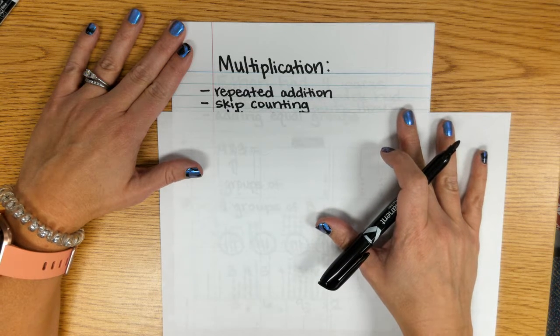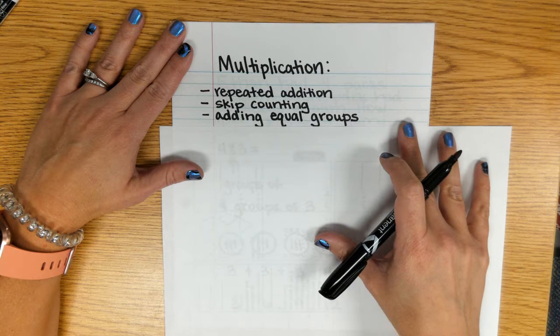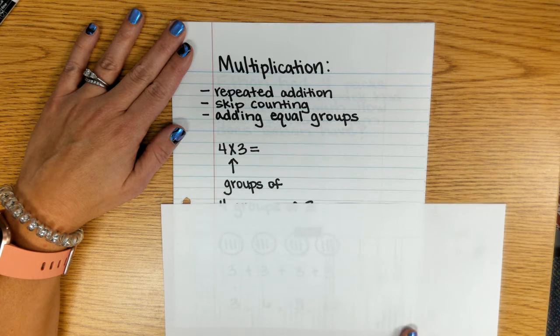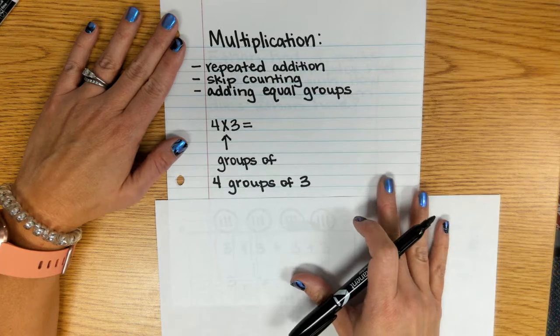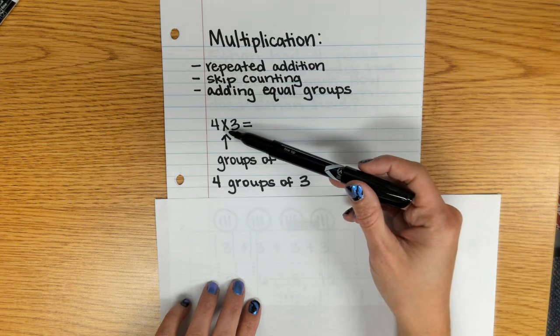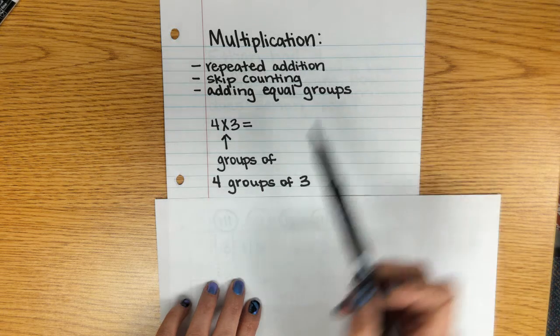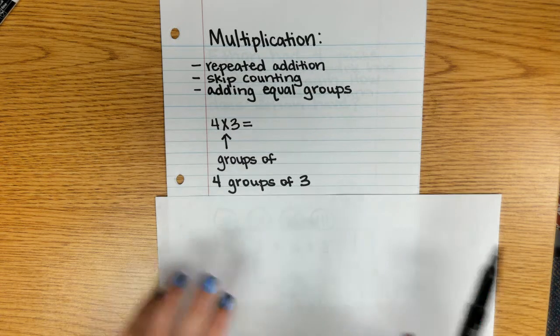We can also think about multiplication as skip counting and then adding equal groups. So if we take a look at a multiplication equation, I have 4 times 3, and we are focusing on that multiplication symbol there, that times sign, and the meaning of it as "groups of." So what this equation means is that I have 4 groups of 3.